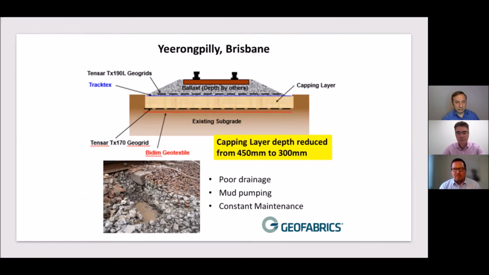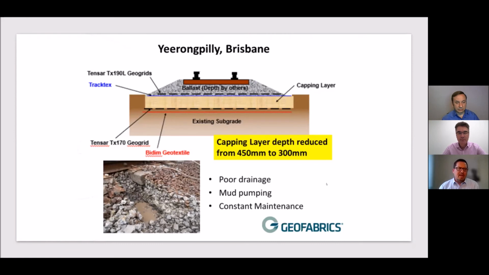So as we can see there through the cross section, we've got a separation geotextile, a couple of layers of traction geogrids, and the TrackTex, which is an anti-mud pumping geocomposite developed in the UK, and has gained very widespread acceptance quite quickly due to its effectiveness. It does substitute for other filtration mediums like a sand layer, and so on and so forth.